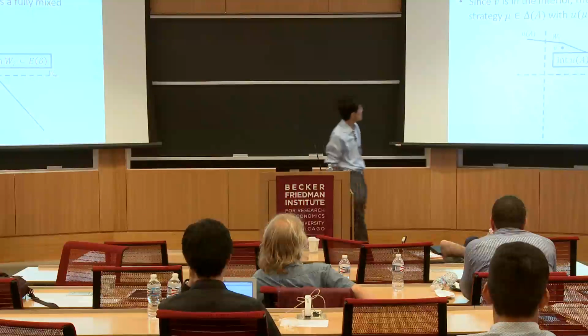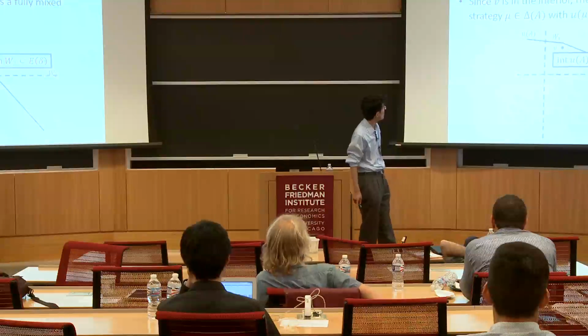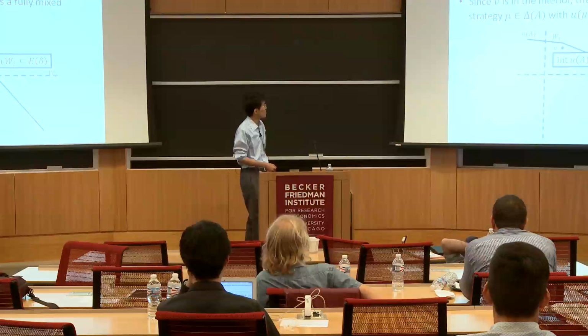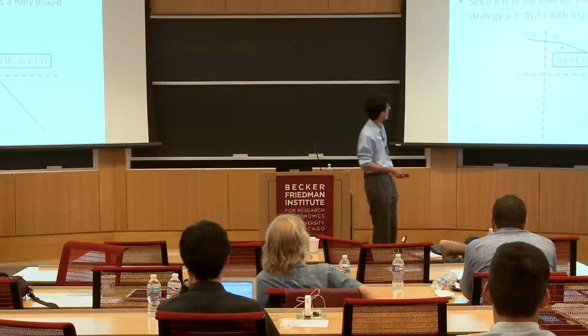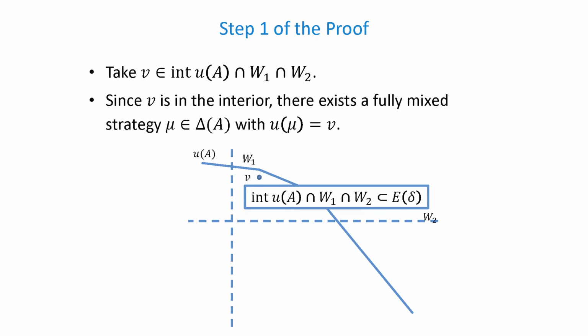And step 1 is kind of straightforward, but it's a little bit surprising in the sense that the proof is very simple, but we didn't expect it at the beginning. So take any V from the relative interior of this set. So this is a picture. And since V is in the relative interior of the set of feasible payoffs, there exists a fully mixed, stationary strategy mu of the mediator that achieves this payoff profile as an equilibrium if this mu is repeatedly recommended by the mediator. Okay?